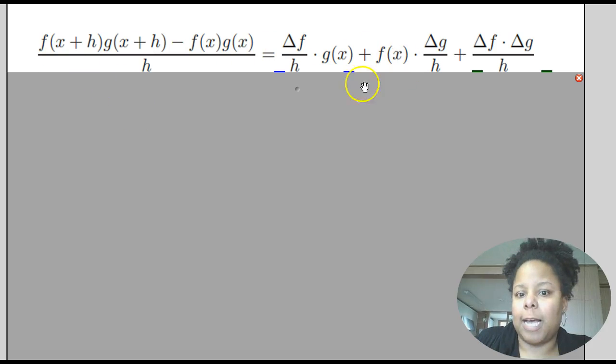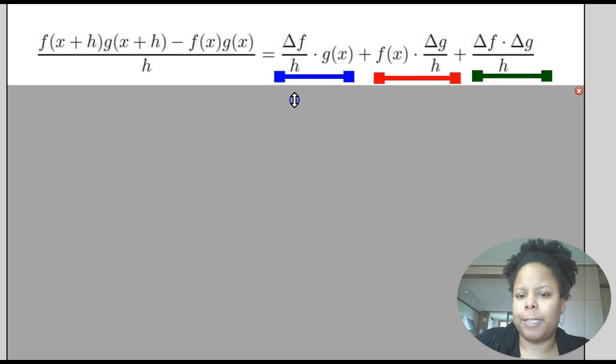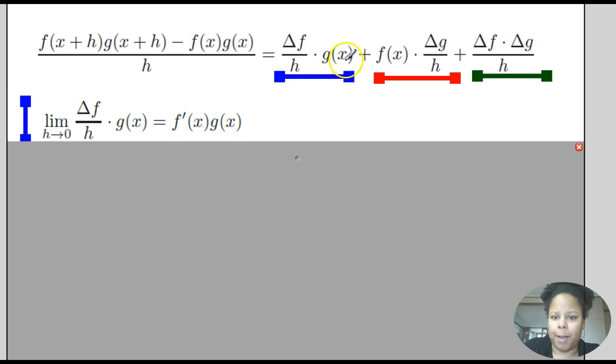So we're going to divide both sides by h, and when we divide both sides by h, then the area of each of those respective triangles looks very similar. So we're going to take a look at each piece right here. So let's look at this first piece right here, the delta f over h times g of x. Let's take this piece as the limit as h goes to 0. Well, if you recall, this piece right here represents the same thing as f prime of x. So really, the limit as h approaches 0 of this piece is essentially f prime of x times g of x, because g of x isn't changing as h approaches 0.